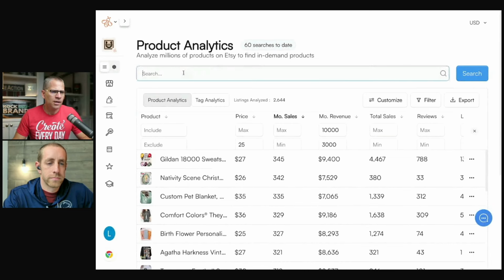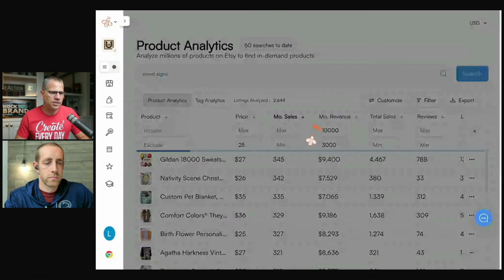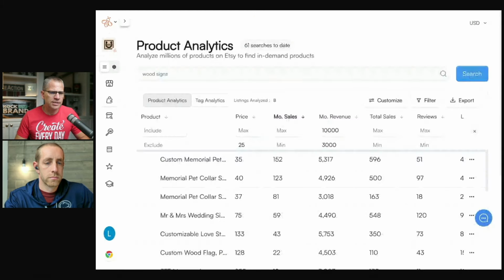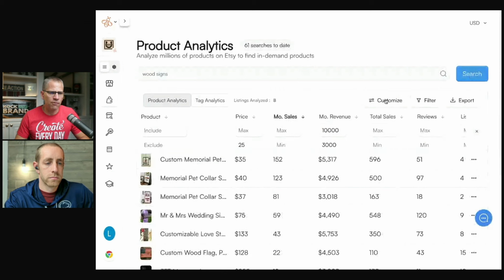So let's say that we went in here and we make wooden shelves or maybe wooden signs. Let's do wood signs. Right now, I wouldn't go that broad. I would want to go like wedding wood sign, but let's just go and see what happens. Okay. So we just did that. Our filters are still in there, right? $3,000 to $10,000, $25 is the minimum price.